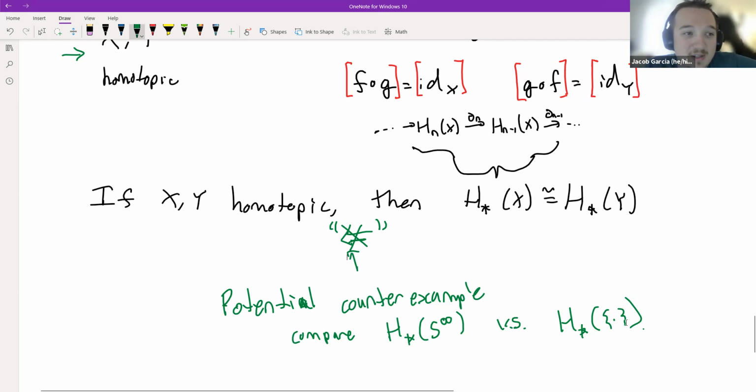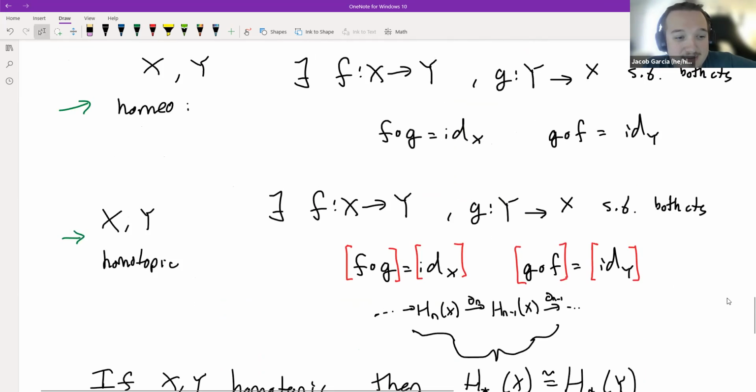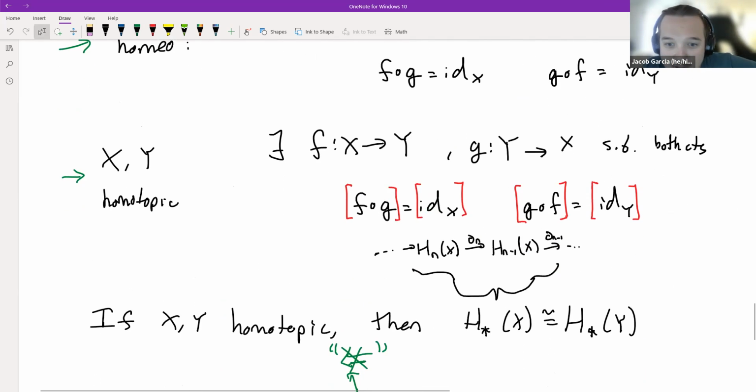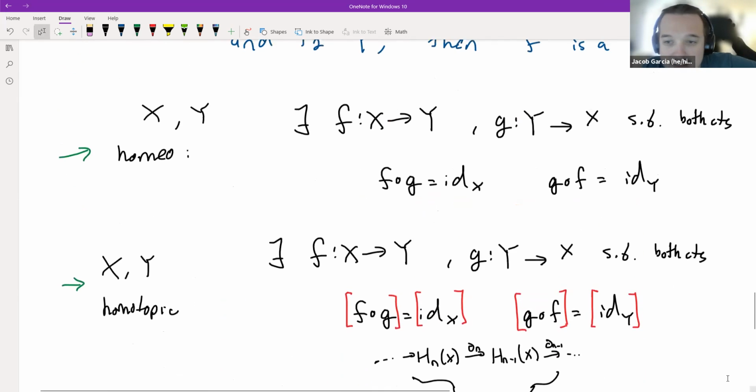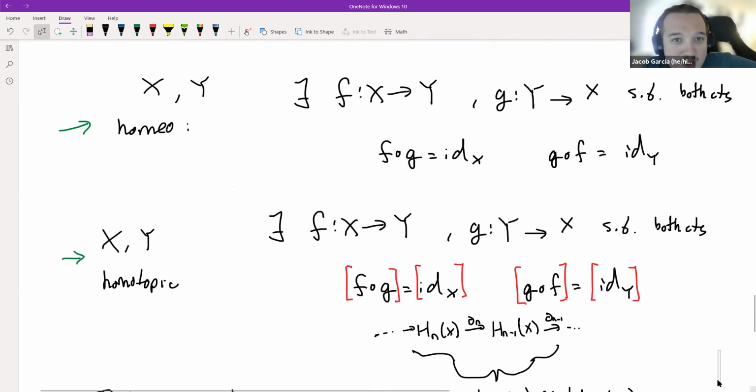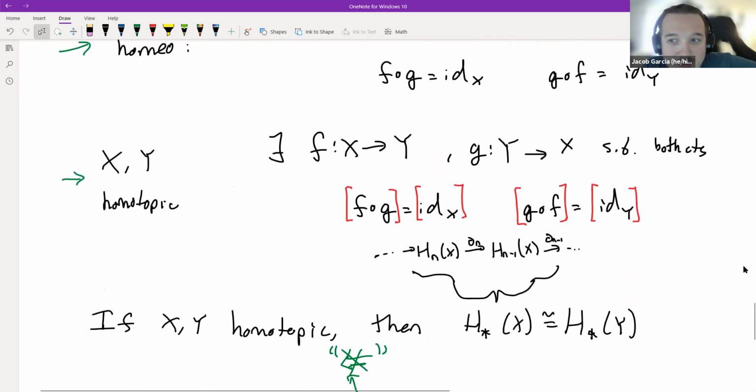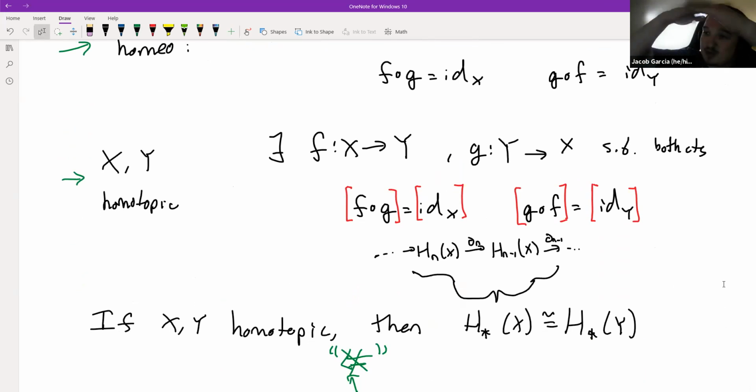So yeah, that's the order of it. Can I fit these all on one screen before we end for the day? The OneNote program is terrible. Okay, fine. This is as good as I'm going to get. Great. Any two spaces which are homeomorphic are also homotopic, and any two spaces which are homotopic have the same homology chains.